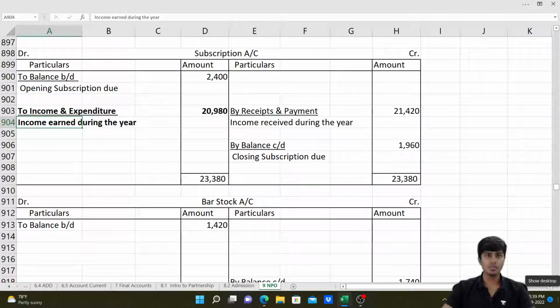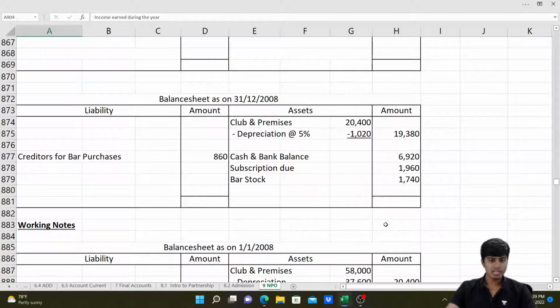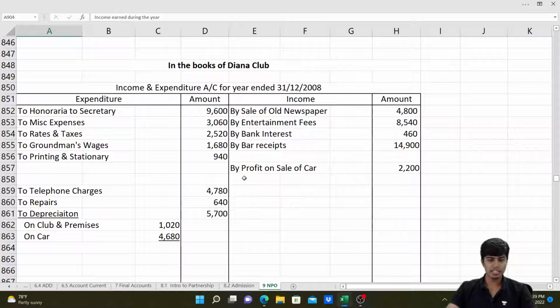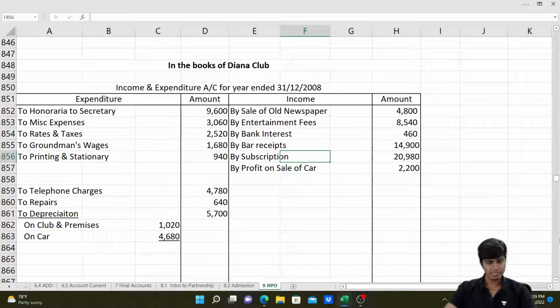In subscription account, I've written to income and expenditure. So in income and expenditure account, I'll write by subscription. Come on, let's do it. In income and expenditure account, on the income side, I'll write by subscription 20,980. I hope you guys got it.